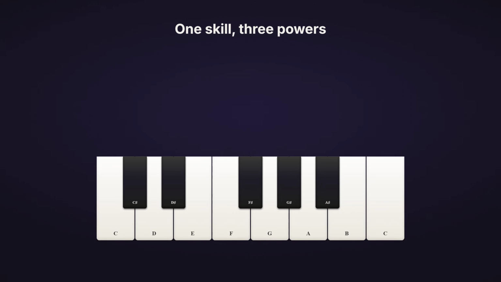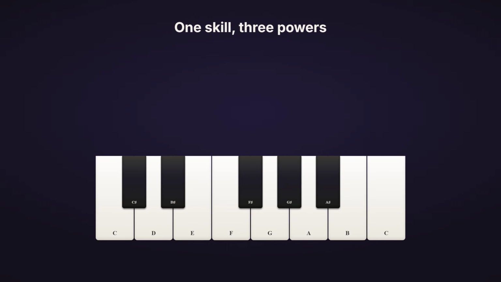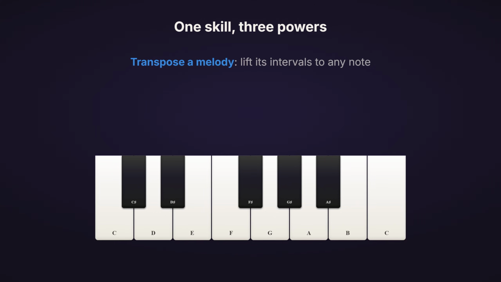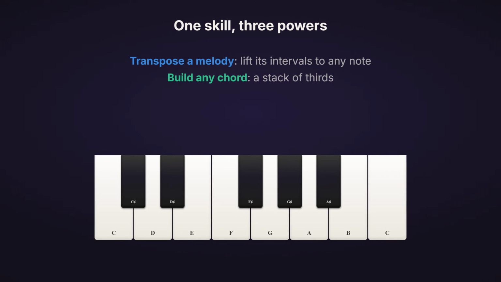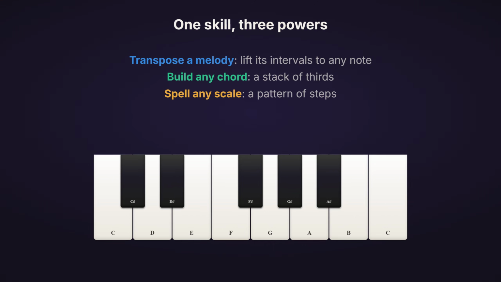Put it all together and the payoff is large. Learn intervals, really learn them, and 3 things you might have thought of as completely separate turn out to be the same single skill. You can transpose a melody, because a melody is just a chain of intervals, and a chain of intervals can be lifted to start on any note you like, keeping its shape. You can build any chord, because a chord is a stack of thirds, and you already know how to count and stack thirds. And you can spell any scale, because a scale is a pattern of steps, and you already know how to follow a pattern of steps from a starting note.